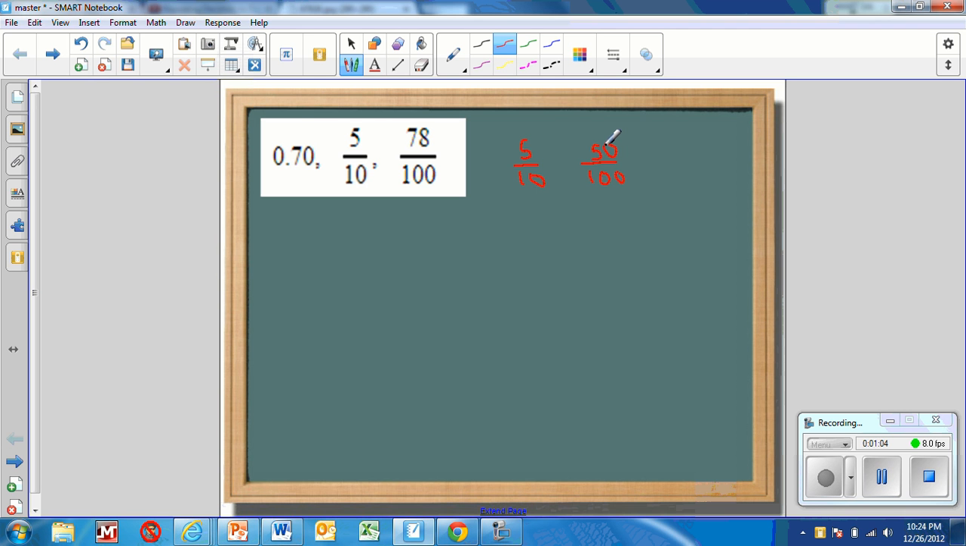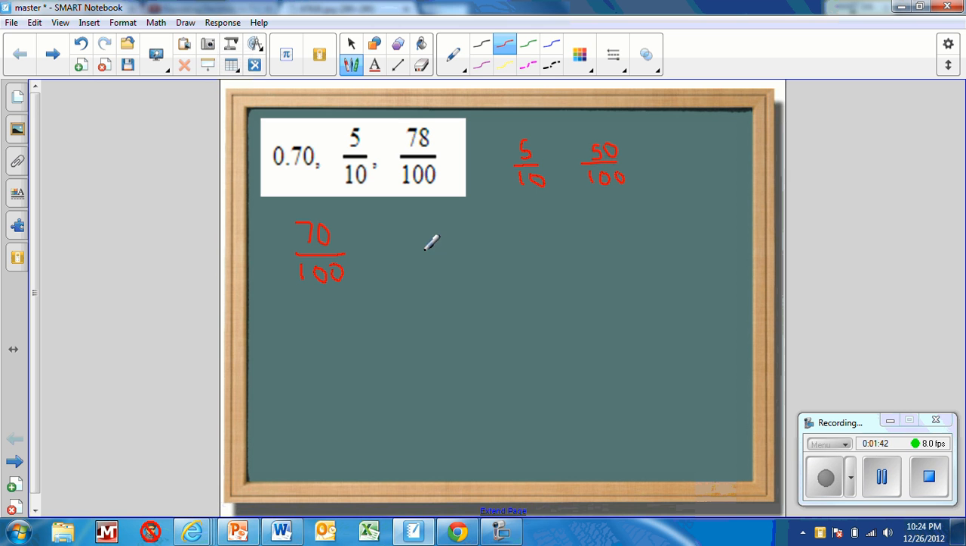Now I have the same denominator in two of my fractions, 78 over 100 and 50 over 100. And I can easily see that 50 over 100 is smaller than 78 over 100. Now to turn my last number into a fraction, I'm just going to say that number. And I've got 0 and 70 hundredths. So I'm going to write that as a fraction. Now notice I said hundredths. So that means 100 is the bottom number of my fraction. 70 is the top number of my fraction.